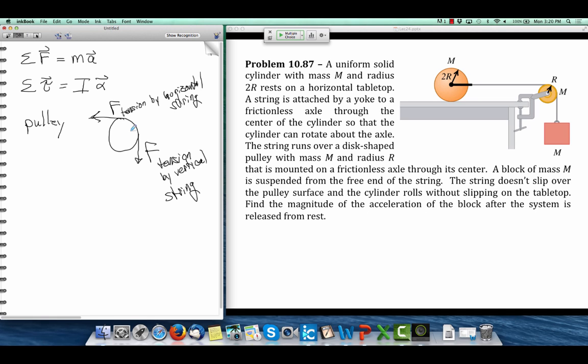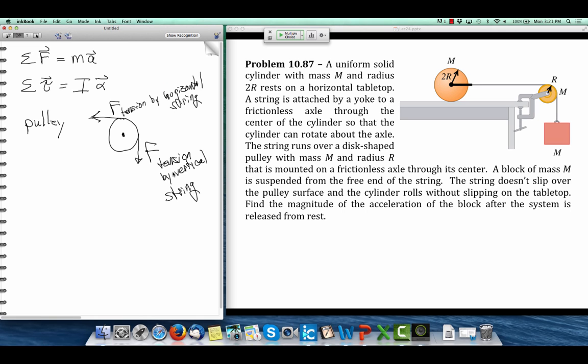So the pulley has an angular acceleration. How are you going to get an angular acceleration of the pulley? It starts not moving, and then it picks up speed. And you can tell when this thing falls that it's going to be a clockwise acceleration. And the only way to do that is if the tension by the vertical string is bigger than the tension by the horizontal string. The tension in the string changes at the pulley.